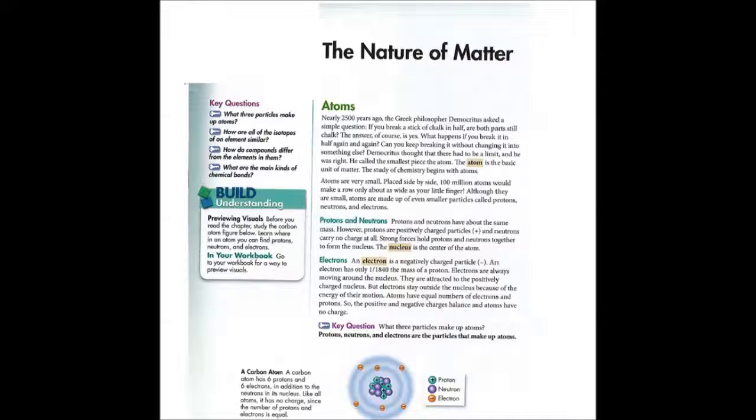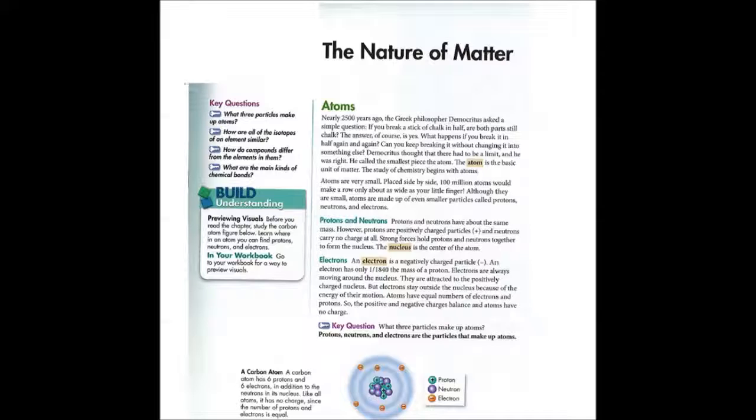The physical and chemical properties of a compound are different from the properties of the elements that make up the compound. For example, hydrogen and oxygen are gases at room temperature, but they can combine explosively to form liquid water. Key question: how do compounds differ from the elements in them? Compounds have chemical and physical properties that are different from the properties of the elements in them.